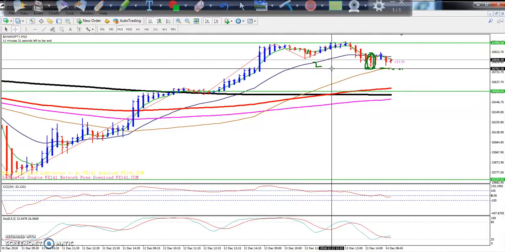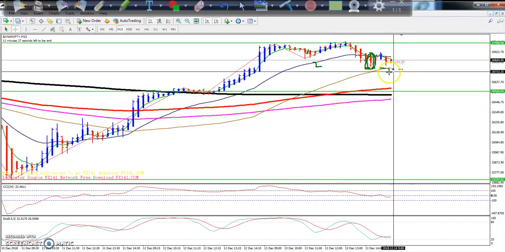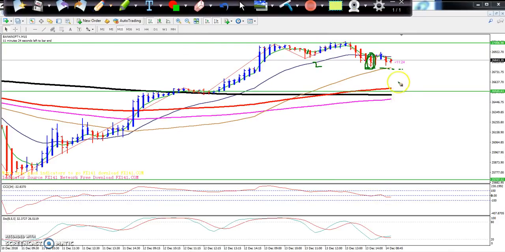Around 26,760 level, if they break this level, start selling down to near the 26,545 level, right? If they are not able to break this level, this candle, don't go for sell. It will reverse from near this 50 moving average again.